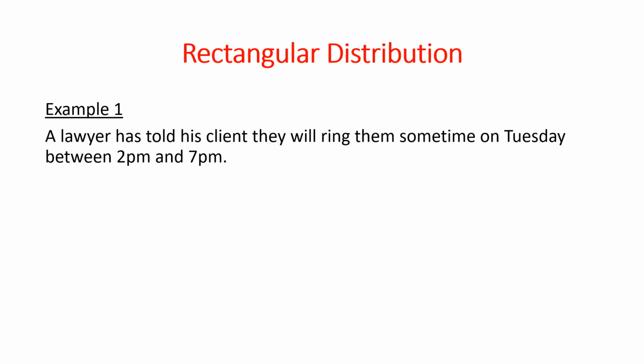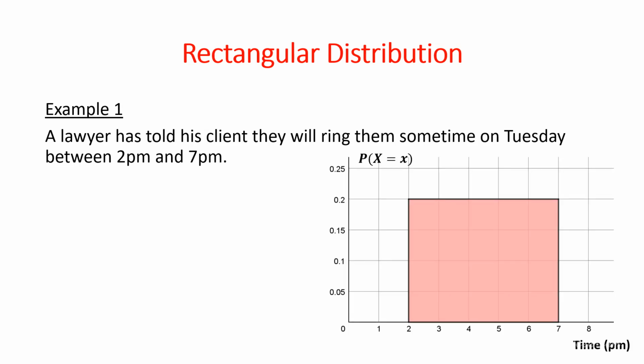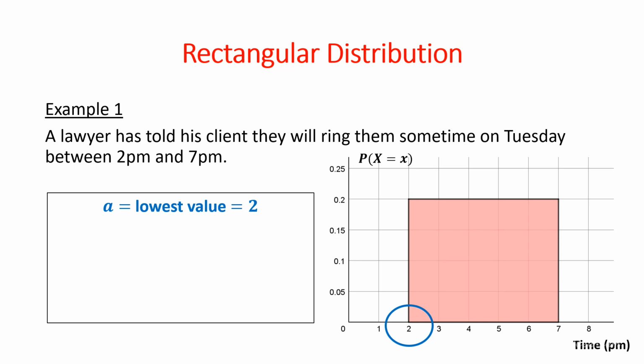Let's get into our example. A lawyer has told his client that they're going to ring them sometime on Tuesday between 2 p.m. and 7 p.m. Because they said sometime between 2 and 7, we're going to assume it's a rectangular distribution. There's a uniform or equal chance any time between 2 and 7 o'clock. So our lowest value is 2, representing 2 p.m. The highest value is 7, representing 7 p.m.